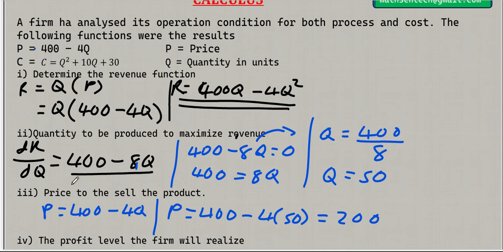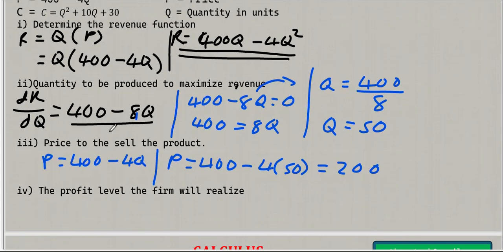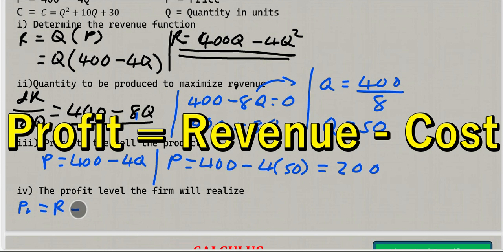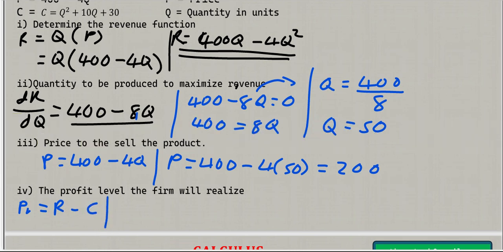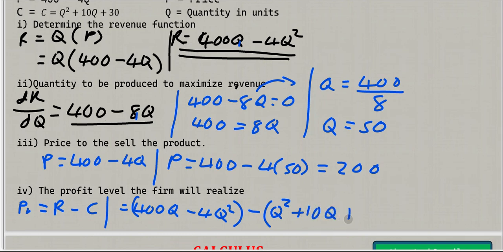Then the next one is the profit level the firm will realize. This again is a little trick. So how do you get profit? Profit is revenue minus cost. You have your revenue function and you have your cost function. Remember your revenue function here is 400Q minus 4Q squared. Now all this minus C, and our C is, remember to put brackets, Q squared plus 10Q plus 30.